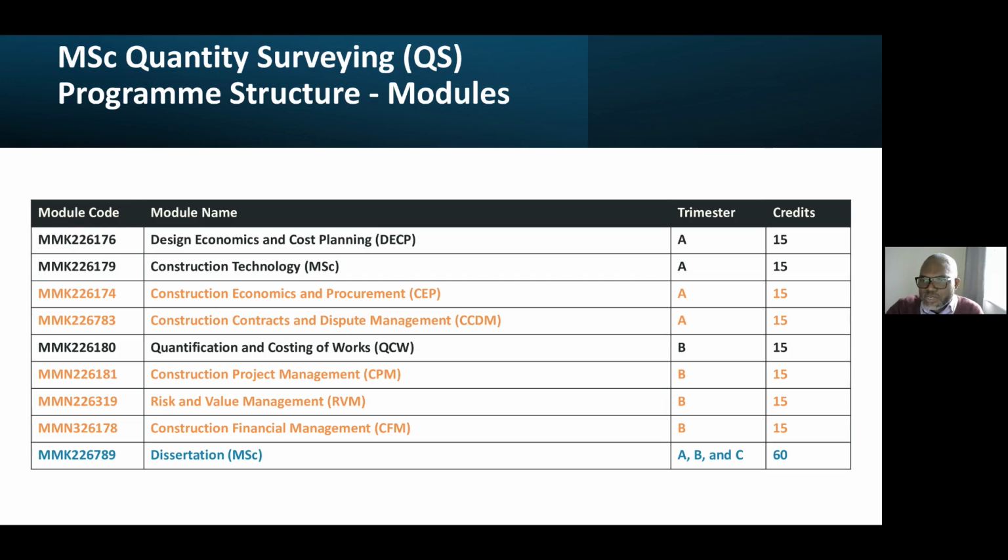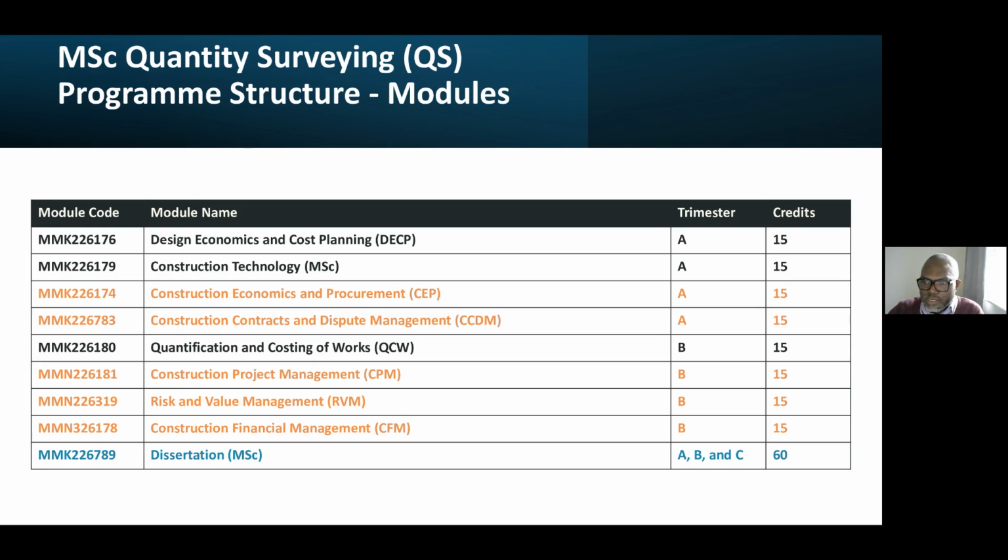So in trimester B, which runs from January to around about early May, you undertake the quantification and costing of works, the construction project management, risk and value management, construction and financial management are shared modules between the QS and the ICPM program. At the end of your study period, when you've passed all your 8 taught modules, you undertake your MSc dissertation.